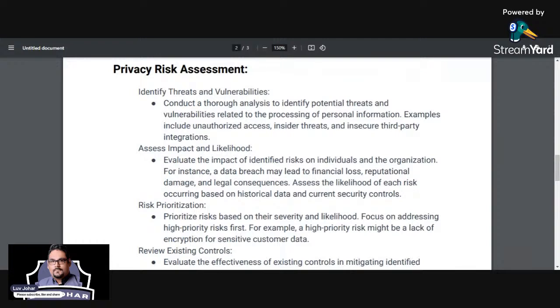So here you identify threats and vulnerabilities. What threats and vulnerabilities? These are the potential threats and vulnerabilities which are again related to the processing and storage of your personal information, the personal data that your organization is processing or storing. Again, talking about access controls, you have to make sure that there is no unauthorized access or any insider threats which could harm the personal information, and insecure third party integrations. If there are, then of course you have to make a note of that.